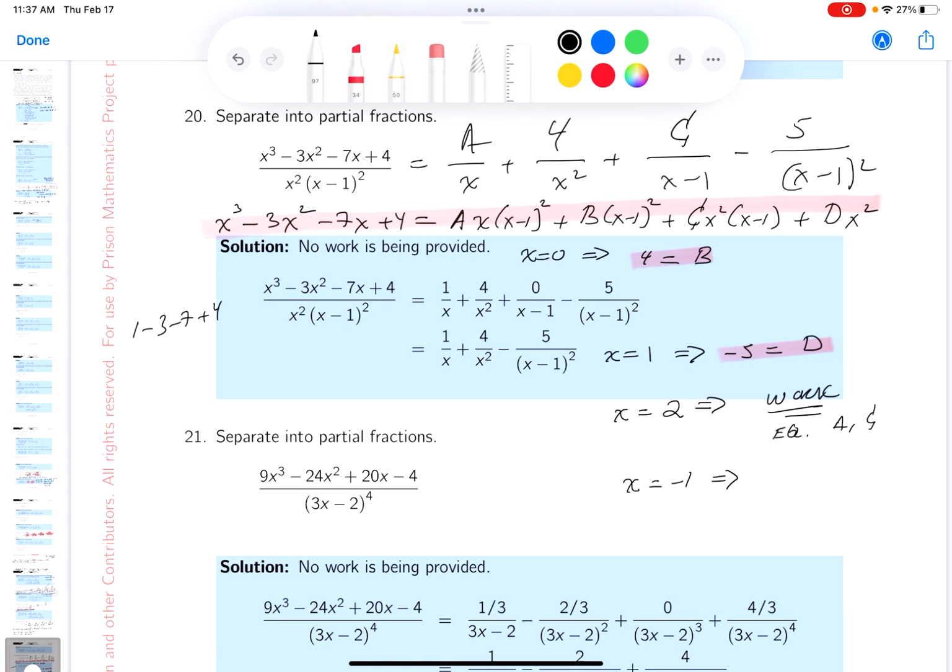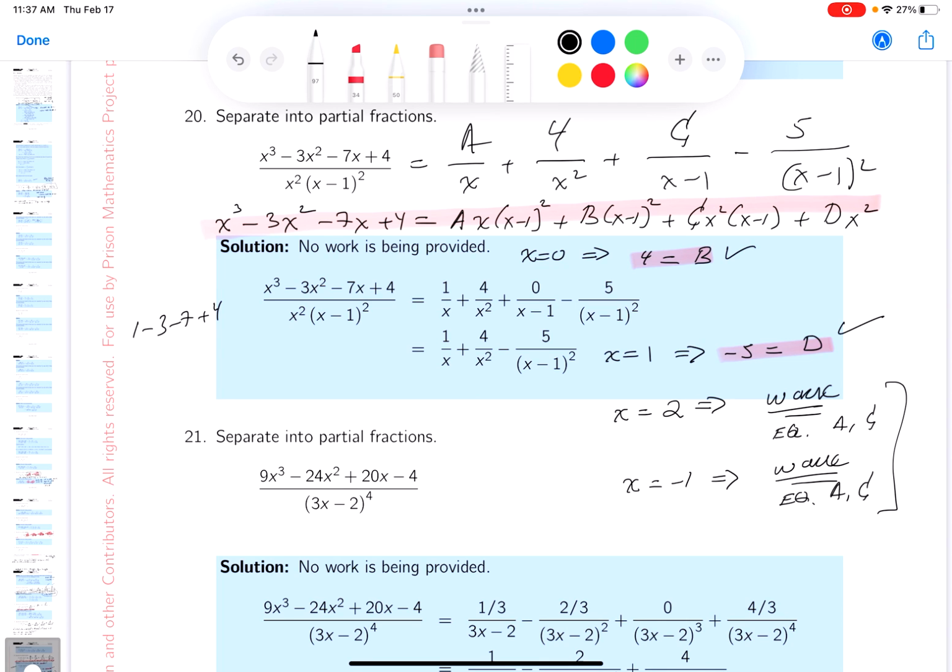But again, you're free to choose. You do the work. Again, you're using this. You're using this. You're putting it in. X equals minus 1. And you're going to get another equation in A and C. 2 equations, 2 unknowns, easy peasy, lemon squeezy.